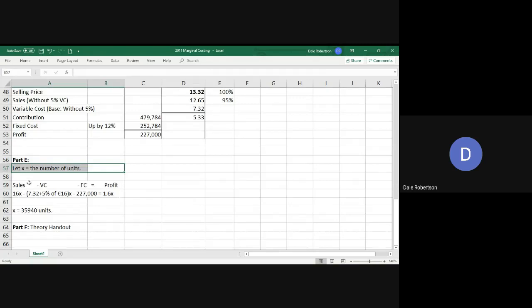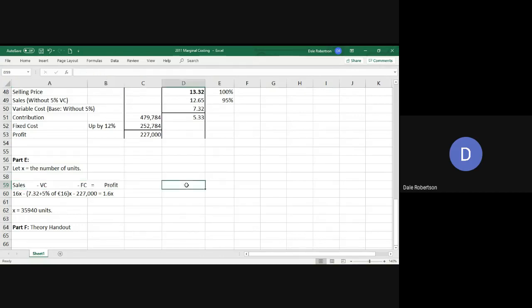And I'm going to do this really simple formula to begin with, which says, this is the marginal costing statement, except horizontal. Sales less variable cost, and then less fixed cost will give you your profit. Of course, we know that sales take away cost gives you profit. Now, what are the sales? Well, the sales are going to be 16x. We don't know exactly how many units, but we do know that x is the number of units, and we're selling them at 16. The variable cost is going to be 732 plus 5% of the new selling price, because that's your base plus 5%.